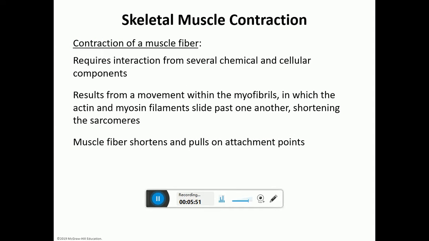So for contraction of a muscle fiber, there's an interaction between chemistry and physics. So you need a neurotransmitter, which is the order coming from the nerve to the muscle in order to contract. And then there has to be that interaction between the myosin and the actin in order for the contraction to occur.